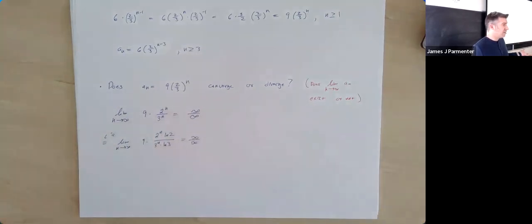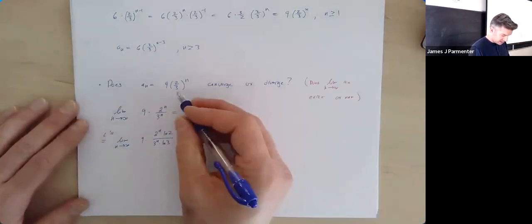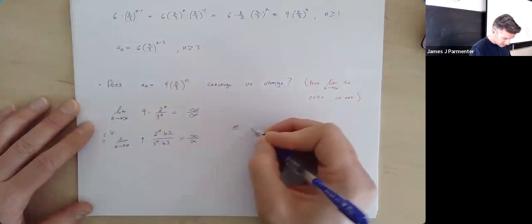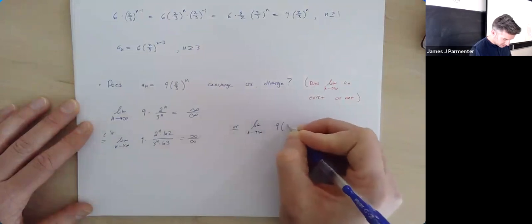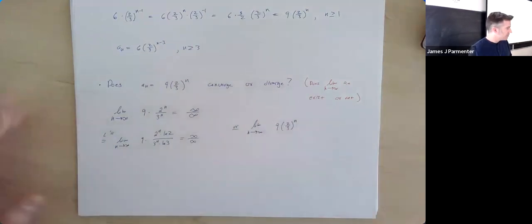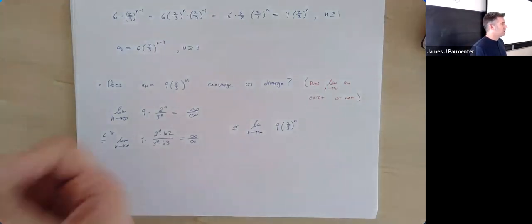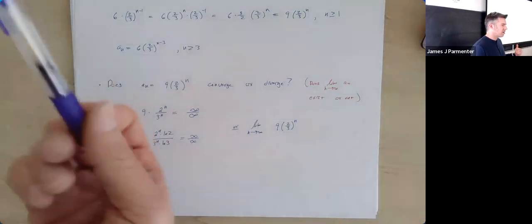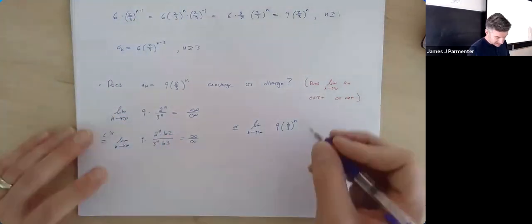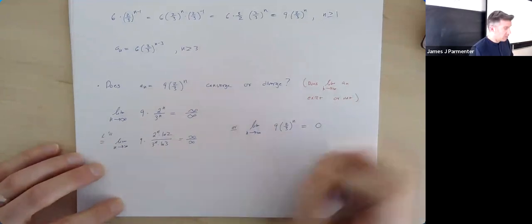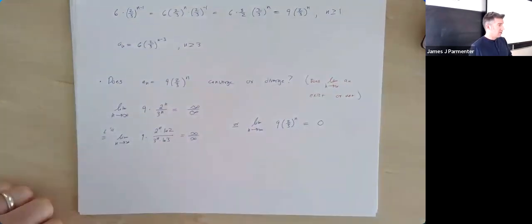So here we have to just use common sense. If I rewrite this the other way, the limit as n goes to infinity of 9 times 2/3 to the n, as n gets larger and larger, 2/3 times 2/3 times 2/3 times 2/3, is that going to get bigger or smaller? Smaller, because we're multiplying by a number that's less than 1. So this limit is going to be 0 because the thing we're multiplying by is just making it smaller and smaller and smaller.